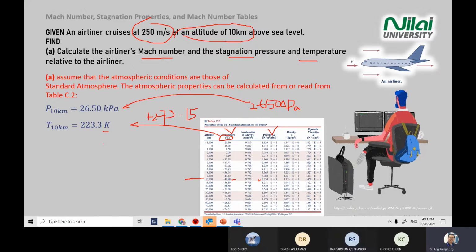Why Kelvin? Because of the Mach number just now, the definition of Mach number, the R value is in Kelvin. So you need to change Celsius to Kelvin. Okay, sir. I get it. Thank you, sir.